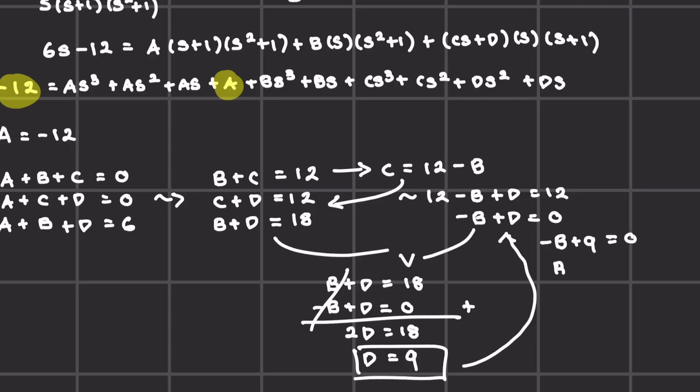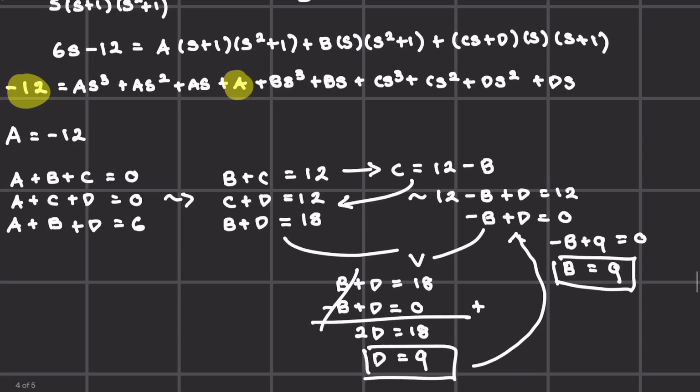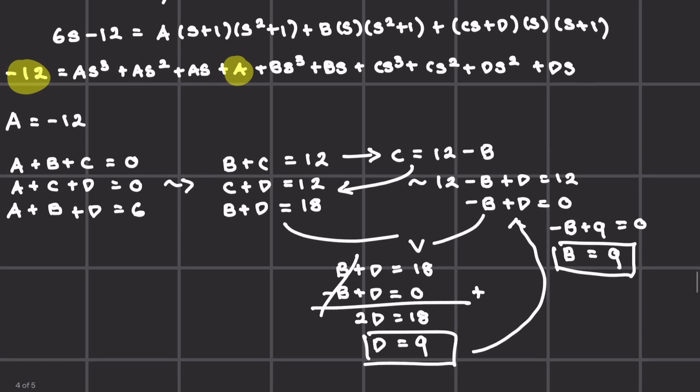Therefore, b is equal to 9. Okay, we have b, we have d, we have a. Now we just need to find c, and this is fairly easy. Why? Because we have all the components, and if we're just left with one variable and we have all of the other coefficients, it will be easier to get.